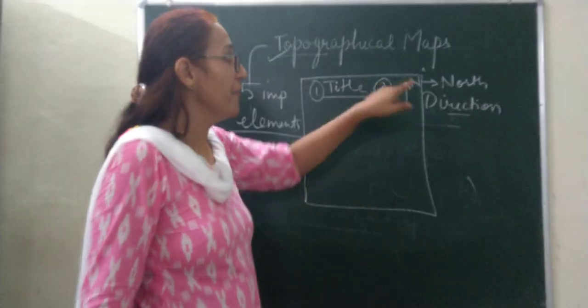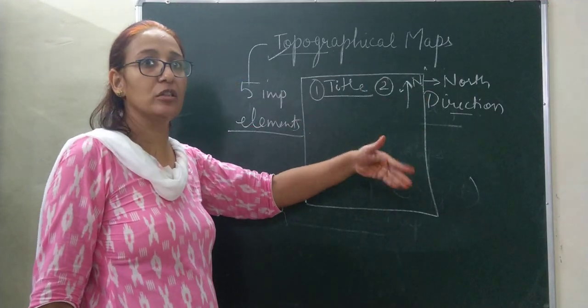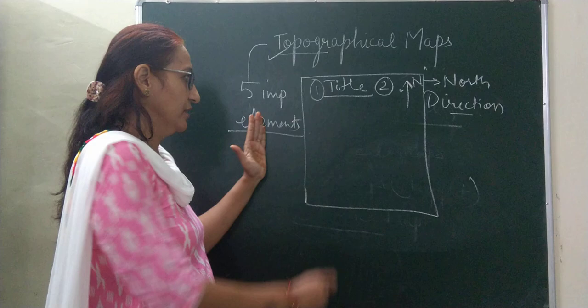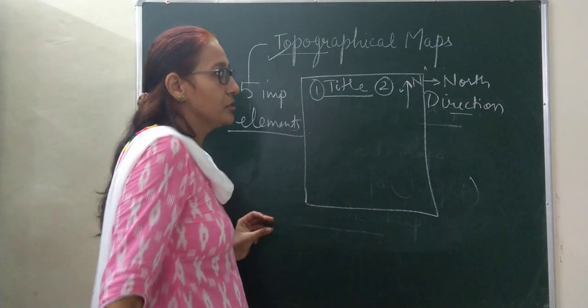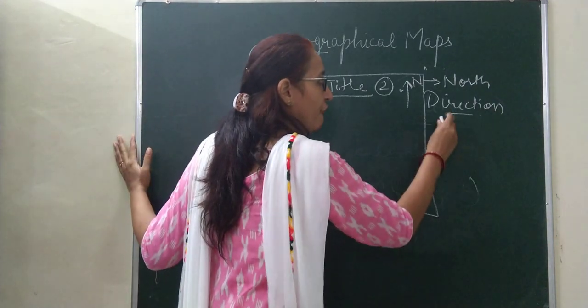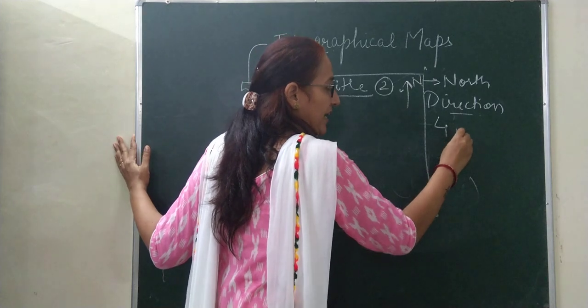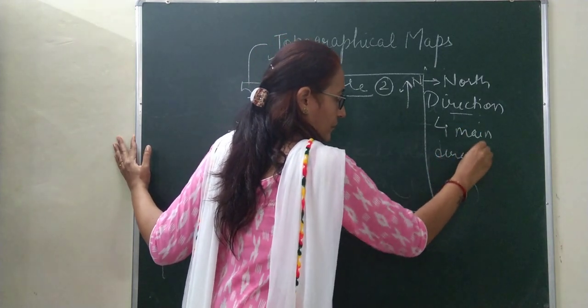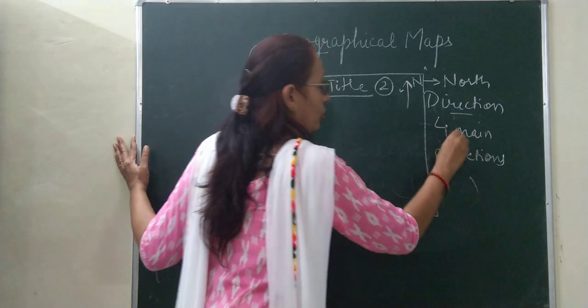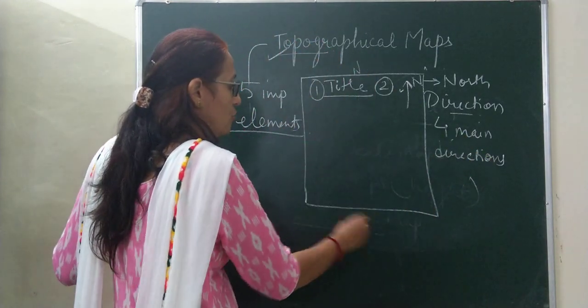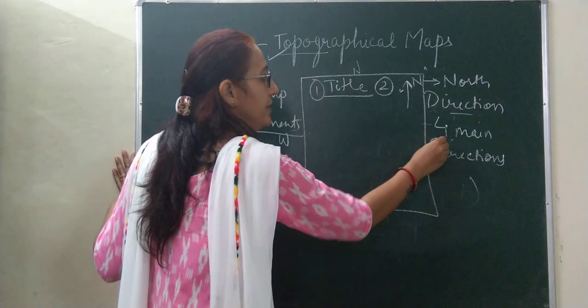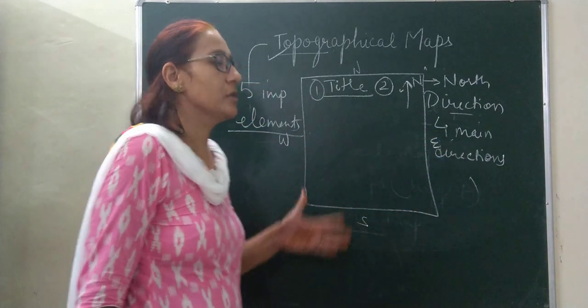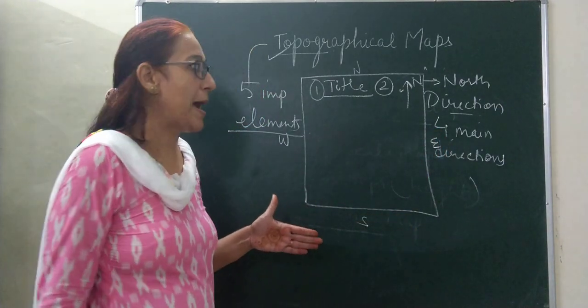So if we know where north is, we can find out the other directions. As we know, there are 4 main directions, that is north, south, west and east. So this was the second important element of a map.